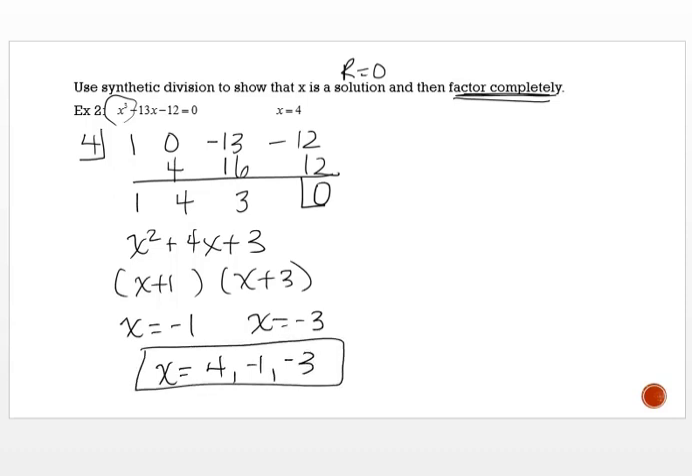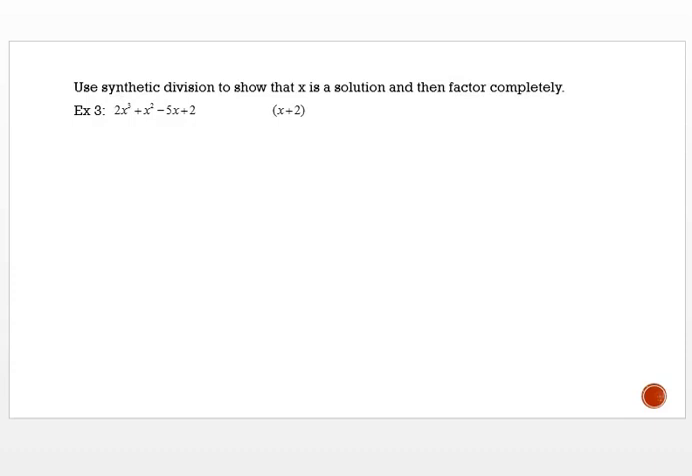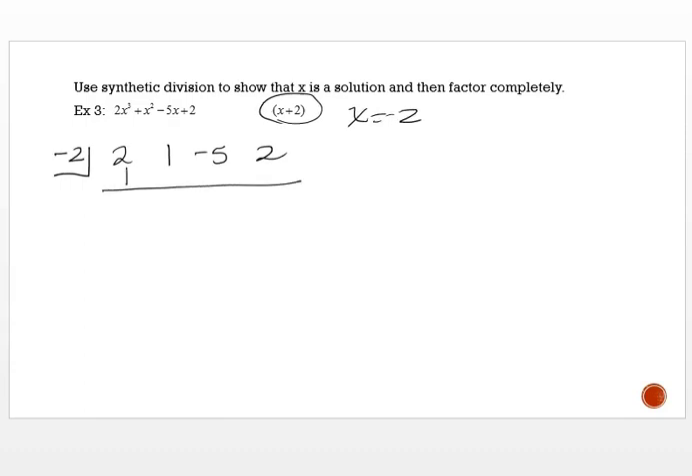All right? So let's try another one. Same thing. Bring your coefficients down. 2, 1, negative 5, and 2. Now they gave it to me in factor form. So what does that mean? That means x is negative 2. So I'm going to divide by negative 2. Bring that 2 down. 2 times negative 2 is negative 4. Negative 3. Negative 3 times negative 2 is positive 6. Gives me a positive 1, negative 2, and 0.